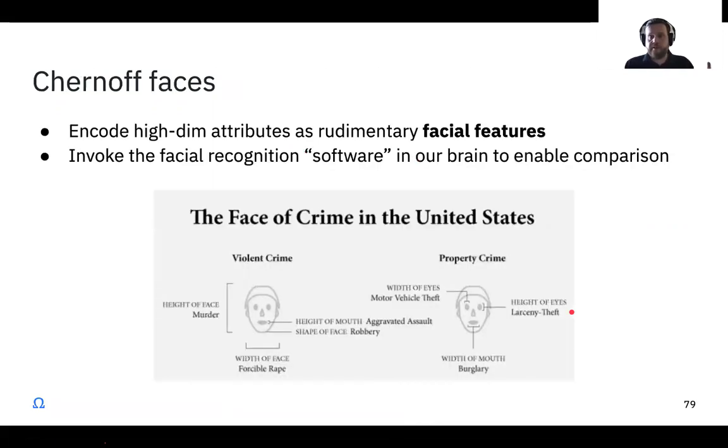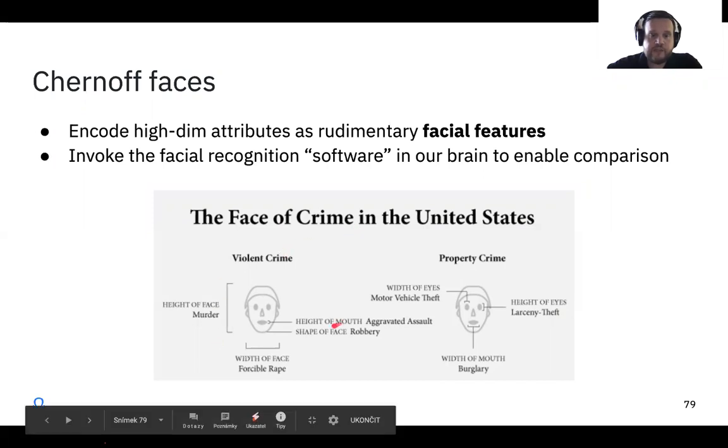The most famous example of this probably are the so-called Chernoff faces. Chernoff faces encode high dimensional attributes as rudimentary facial features, as we see in the example below. So if we have the crime statistics in the United States, then we encode height of face, height of mouth, shape of face, width of eyes, height of eyes, and width of mouth.